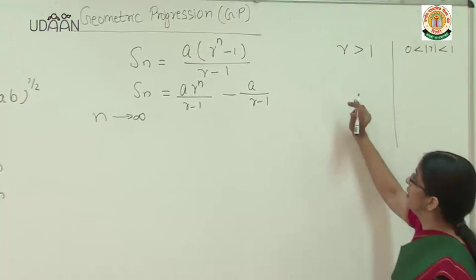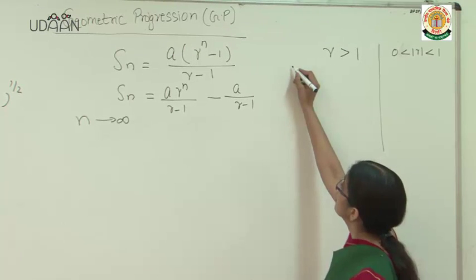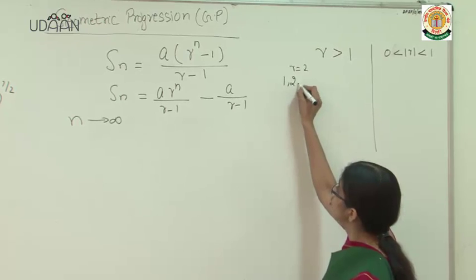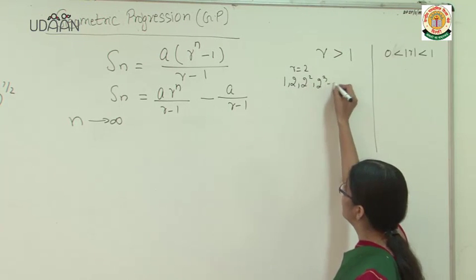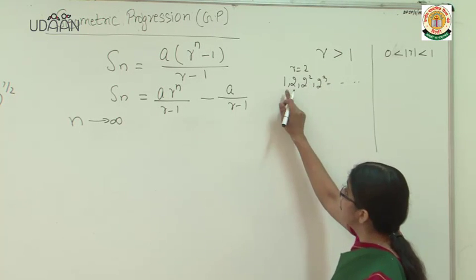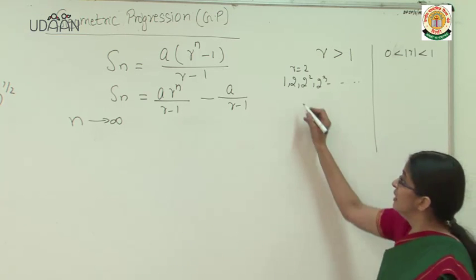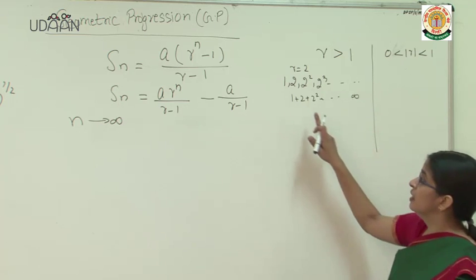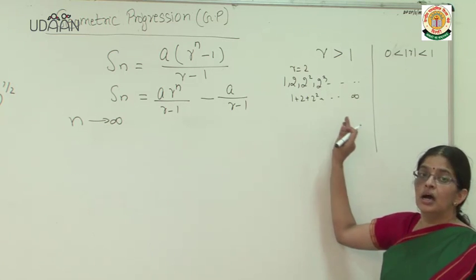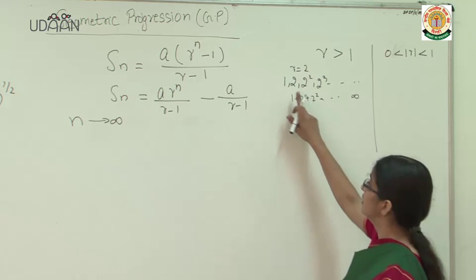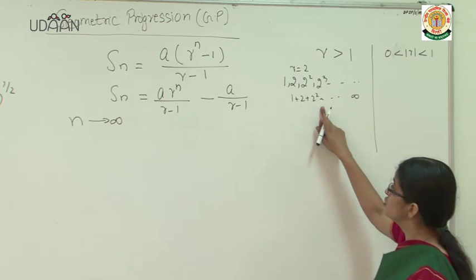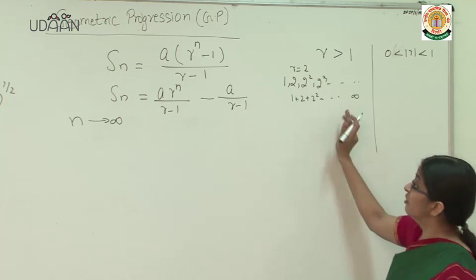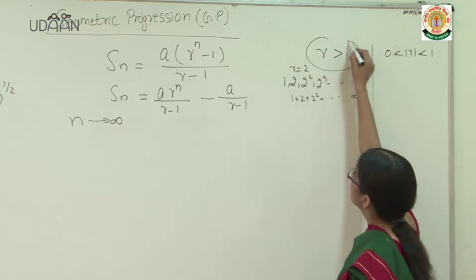If r is greater than 1, consider a sequence with common ratio equal to 2: 1, 2, 2 square, 2 cube, etc. When you find the sum to infinity of the sequence, it will be 1 plus 2 square plus etc. up to infinity. You can see that it is not a convergent sequence when r is greater than 1.